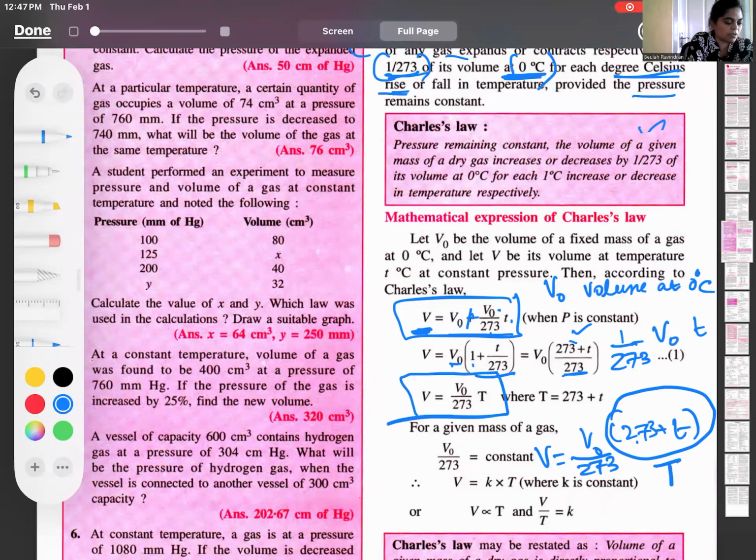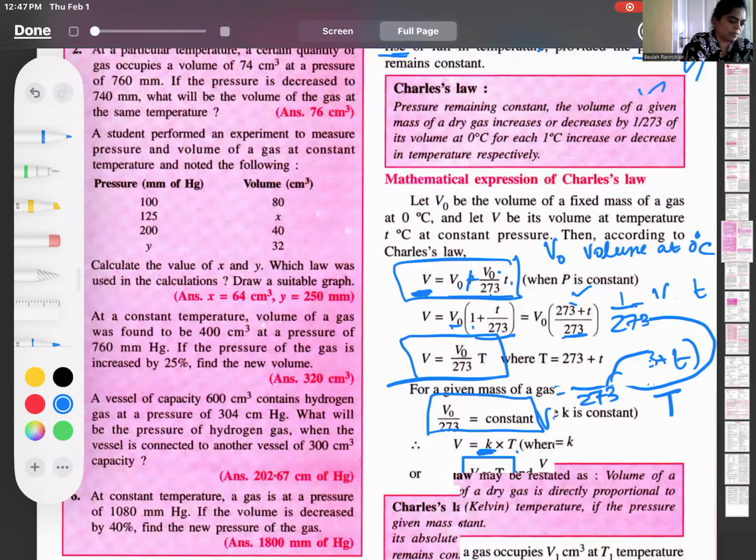So this comes. For a given mass of gas, this V naught by 273 is a constant, so that constant is taken as K. So V equals K into T. So V is directly proportional to temperature. From this experimental result, he has calculated all these things, because for temperature we have to keep the absolute temperature. So V by T is equal to K.